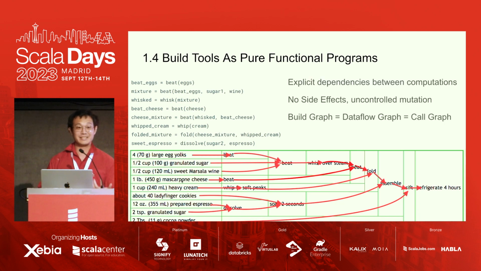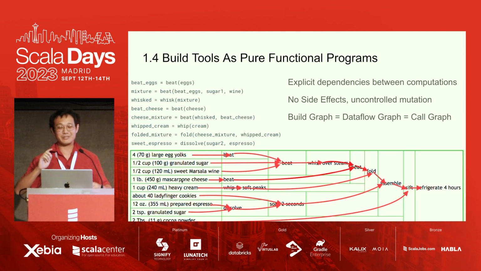So you have explicit dependencies between computations. You have no side effects. So just because I built that library doesn't mean that this library gets built accidentally, or just because I built this tool doesn't mean this thing gets deleted. No side effects, no spooky action at a distance. And the build graph matches the data flow graph the same way that the call graph of a pure functional program will match the data flow graph. In the end, you're still just passing data throughout your program in a well-defined, structured graph manner.